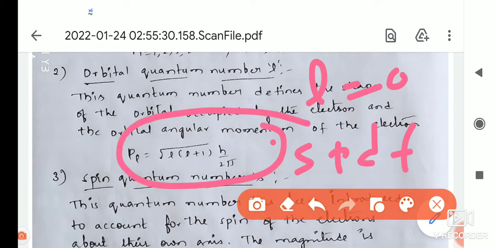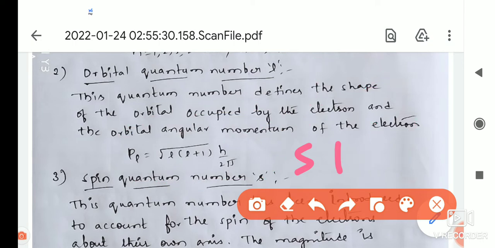The total orbital angular momentum is represented by P_L, which is equal to under root of l into (l plus 1) into h by 2 pi.